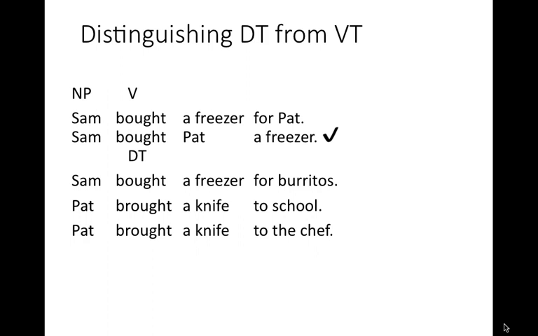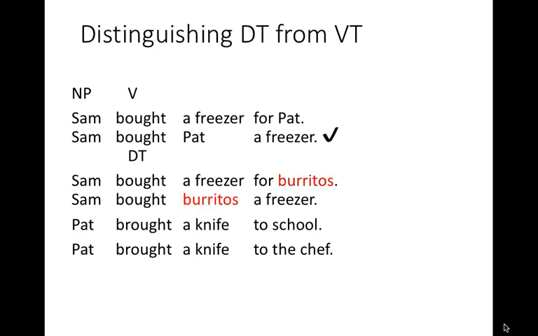All right, let's try that in the second sentence. Sam bought a freezer for burritos. We're going to take burritos and put it in a noun phrase by itself. Sam bought burritos, a freezer. No, that is strange. The only way that would work is in some science fiction story where the burritos are alive somehow. No, that is not normal. So in Sam bought a freezer for burritos, bought is VT rather than ditransitive.